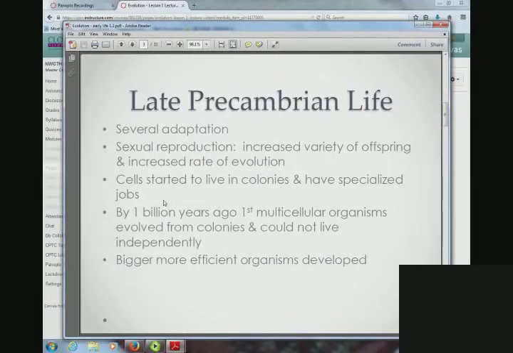Here we saw several adaptations that would occur with late Precambrian life. We had sexual reproduction, which allowed for the increased variety of offspring and increased the rate of evolution. Cells started to live in colonies and have specialized jobs. By 1 billion years ago, the first multicellular organisms evolved from these colonies, and they could no longer live independently. This allowed bigger and more efficient organisms to develop.